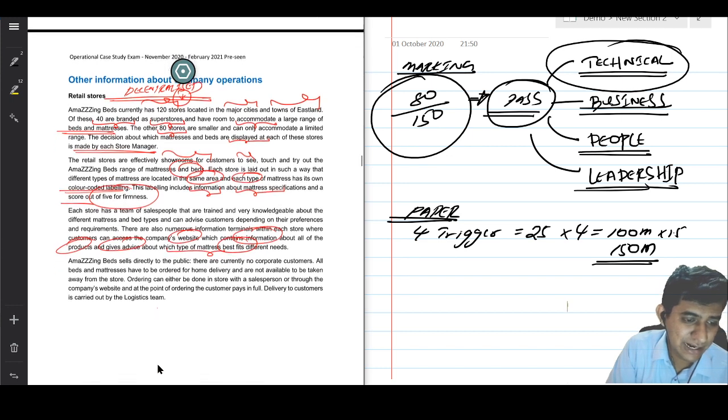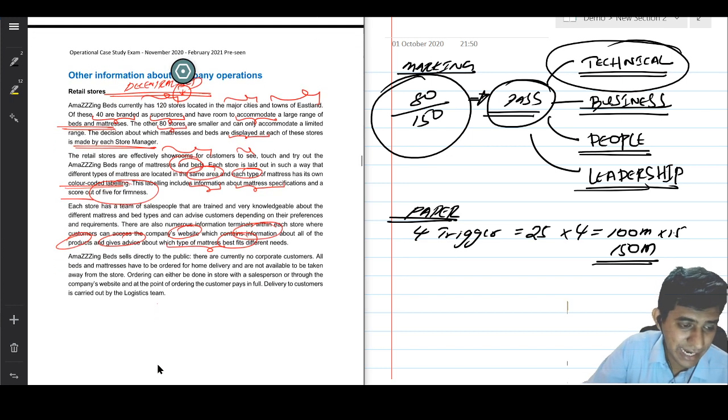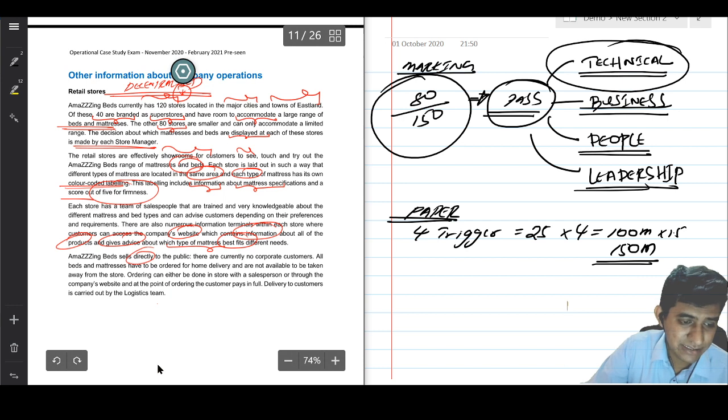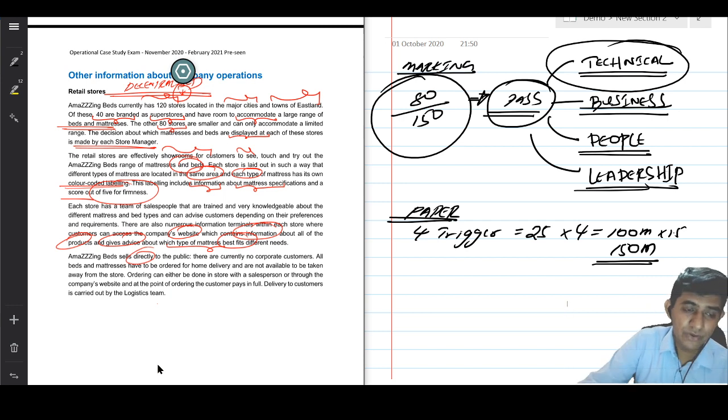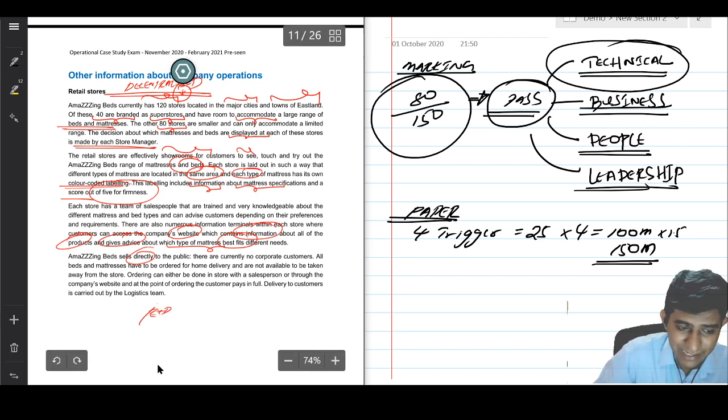Amazing Bed sells directly to the public, so they don't have any intermediaries. They sell directly to the public, so they have huge public relationships. That clearly says it's a good thing, because they can get feedback from the people easily and make future decisions wisely. There are currently no corporate customers.